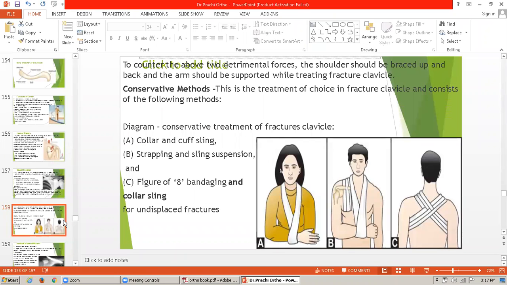So to counter the above two detrimental forces, which are opposite to one another, the shoulder should be braced up and back, and the arm should be supported while treating the fractured clavicle. Conservative treatment is the treatment of choice in fracture clavicle and consists of the following methods.